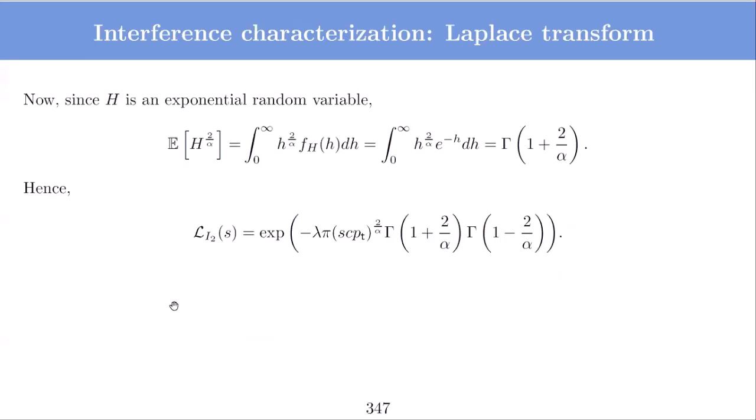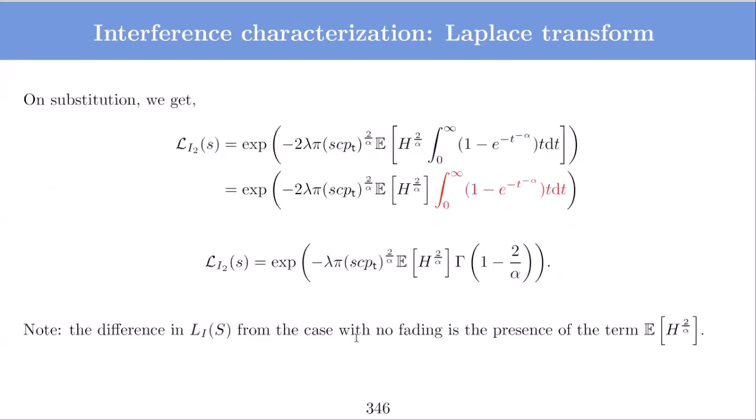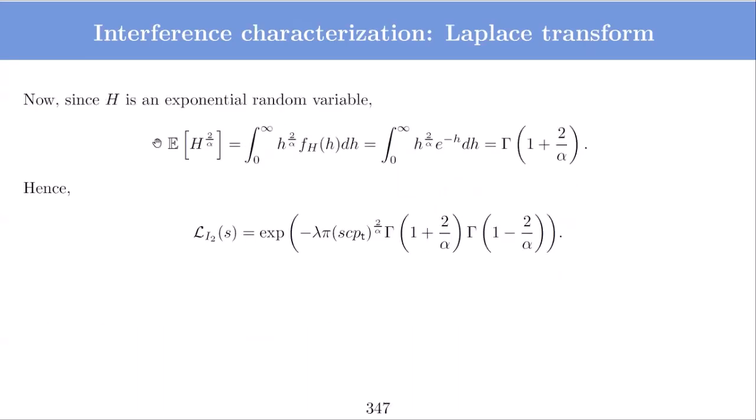Sorry, before that, I'll compute this moment of h to the power 2 by alpha for the exponential fading I've considered. Since h is an exponential random variable, E of h to the power 2 by alpha is given by this particular value, which is nothing but gamma 1 plus 2 by alpha. If I put this back, the Laplace transform is equal to this expression. These are just functions of alpha.